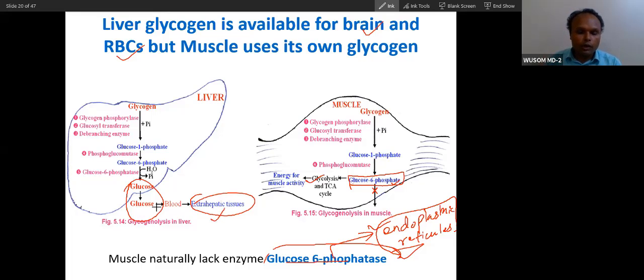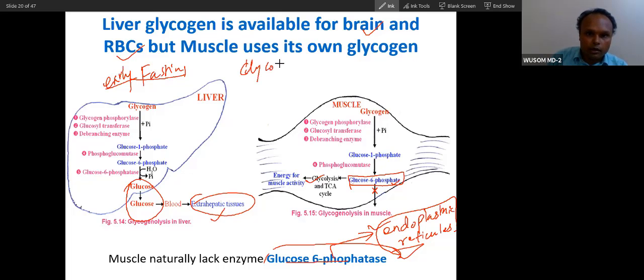It will reach all tissues during which condition? During early fasting condition. Glycogenolysis happens during early fasting condition, because we have a limited glycogen storage. If a person keeps fasting for a longer duration, what will happen? Glycogen will be depleted, and then after glycogenolysis, another process will start. What is that process? For up to 1 day, I told you to remember, up to 1 day, 18 hours is appropriate. Up to 1 day, glycogenolysis.